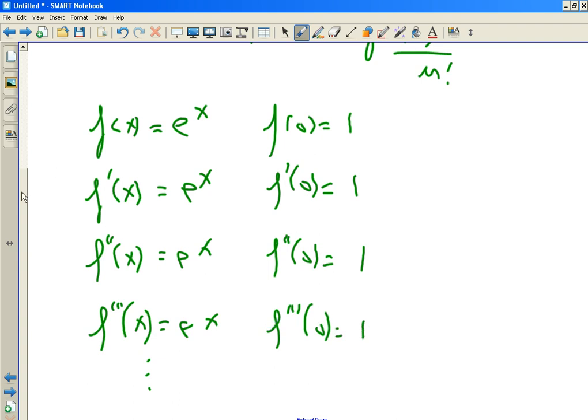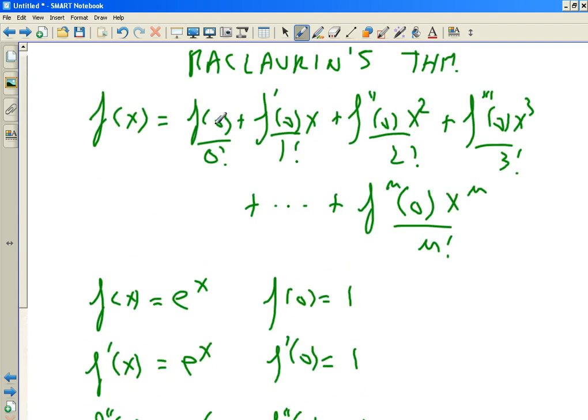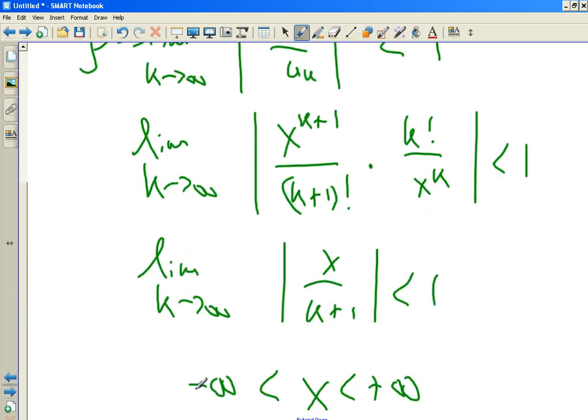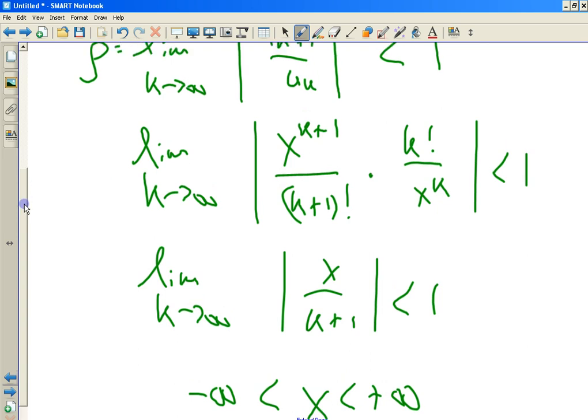So what are you getting? 1 plus 1x plus 1x squared over 2 plus 1x cubed over 6. Does this sound familiar? This is e to the x. You just proved that the power series for e to the x converges for all real numbers. This is a powerful result.